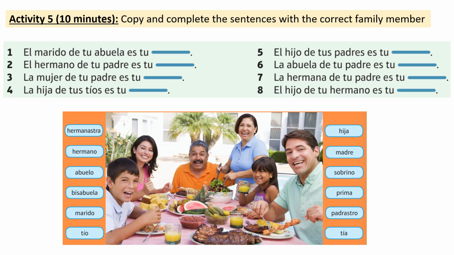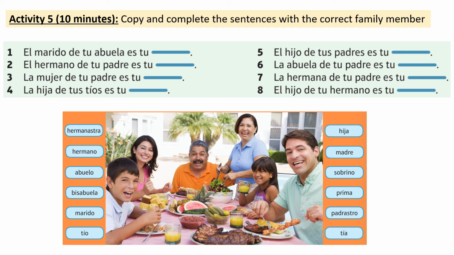Okay, so what I've got here for you now are 8 sentences. And what you need to do with these 8 sentences is copy them and complete them with the correct family member from this box below. You see that you've got hermanastra, hermano, abuelo, etc. Let's do number 1 together so you really understand what you're doing.